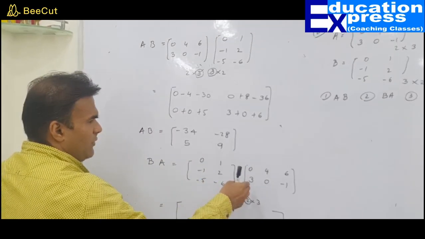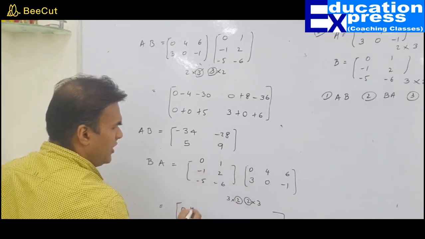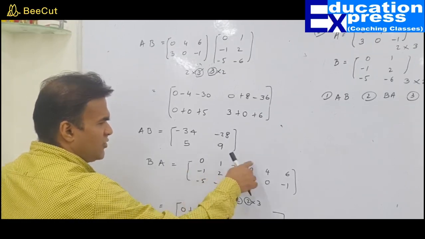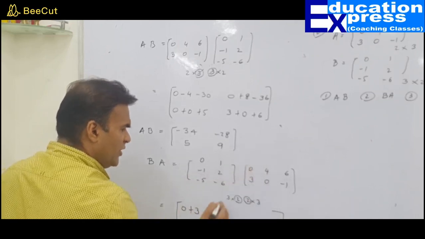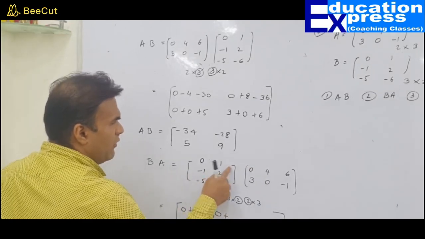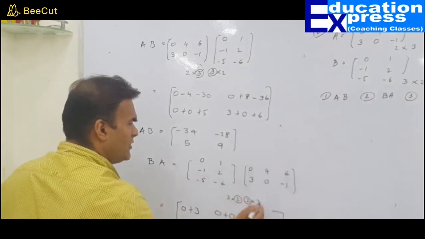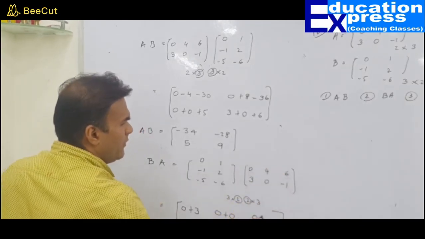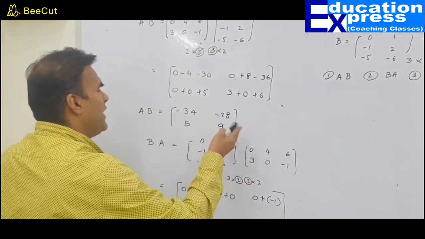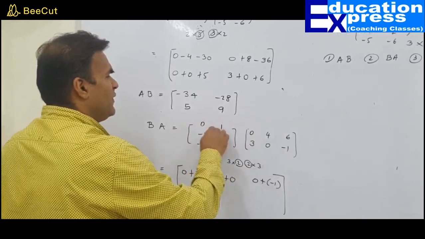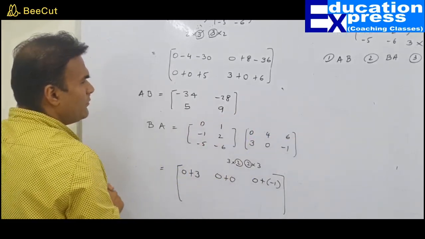First row, first column. 0 into 0, 0. Plus 1 into 3, 3. Done. First row, done. Again the first row with the second. 0 into 4, 0. Plus 1 into 0, 0. Done. Again first row, the next one. 0 into 6, 0. Plus 1 into minus 1, minus 1. First row with this, first row with this, first row with this. So first row is over. Let's move on to the next.